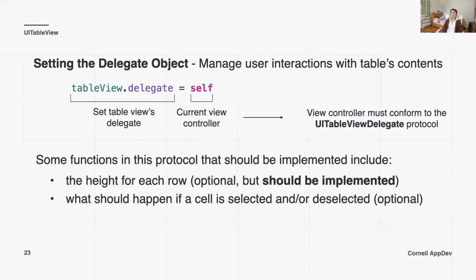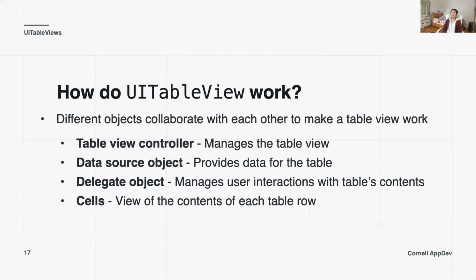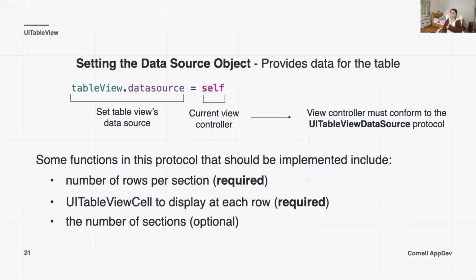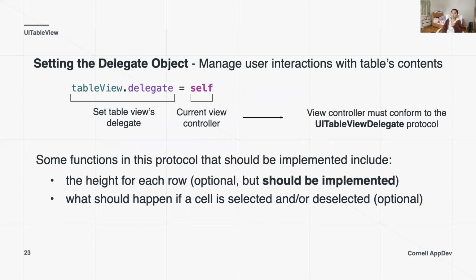So the next line that I want to explain is this line that says tableView.delegate is equal to self. And again, if we go back a few slides, these are four things that actually make a table view work, right? So the line tableView.delegate is equal to self is the line that sets up the delegate object of the table view. And so that helps us manage user interactions with the table's contents. And it's pretty similar to the slide that we just came from.